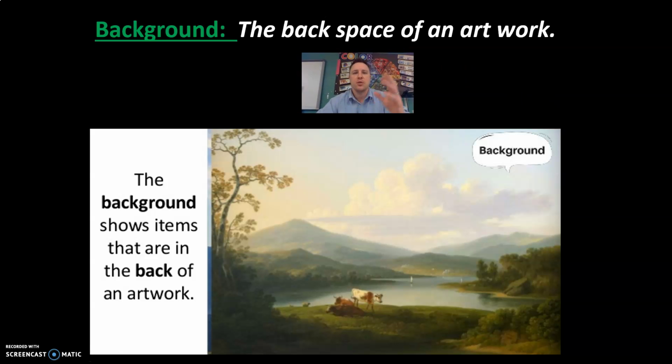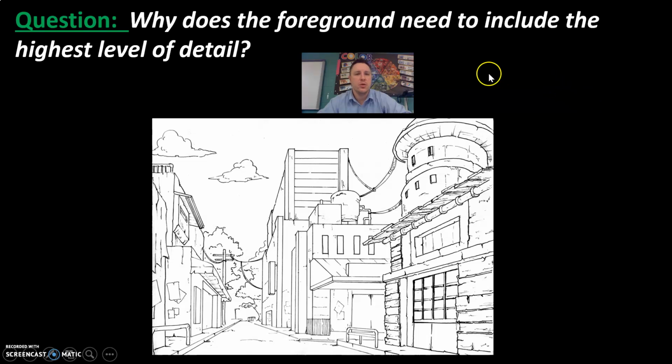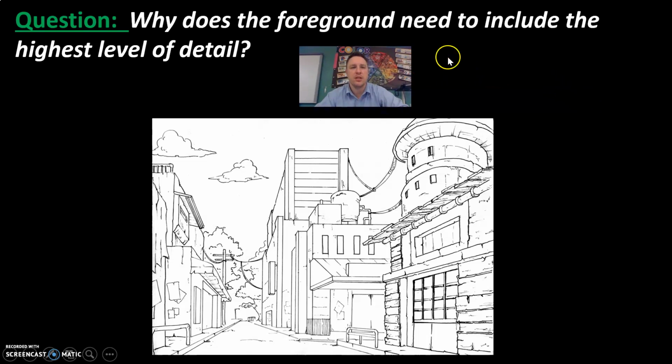There are still just a few more things to discuss to make sure we tie in our understanding of everything and why we're even doing this. This is not in your entrance ticket, but it is just as important. The question is, why does the foreground need to have the highest level of detail? The answer is because the things closest to us, we can see most easily. If this is a realistic perspective artwork, the things that are closest we can see most easily because they're so close in our field of vision, and the things in the distance are harder to see.